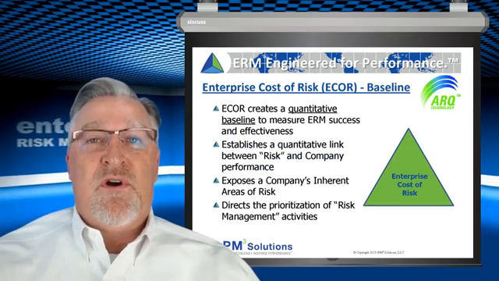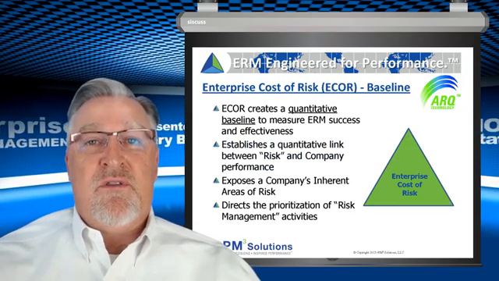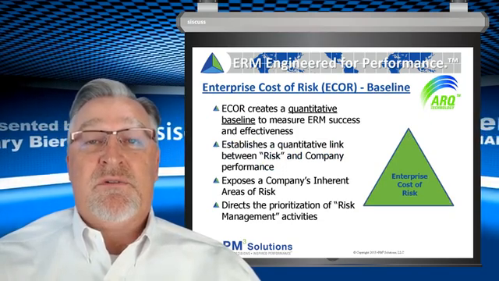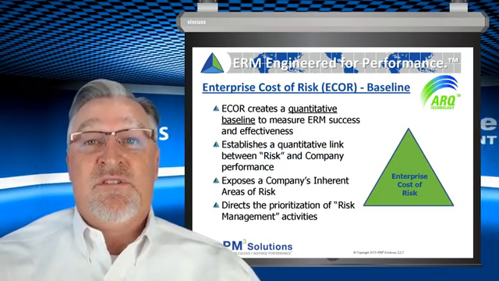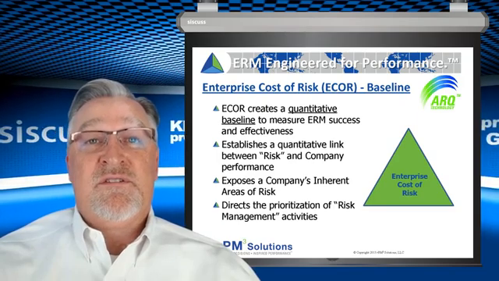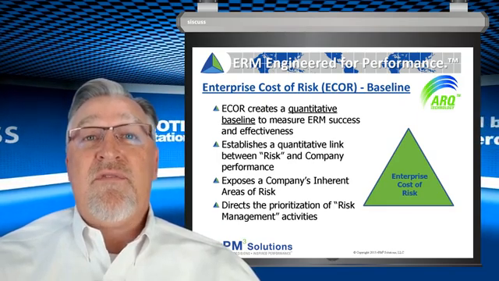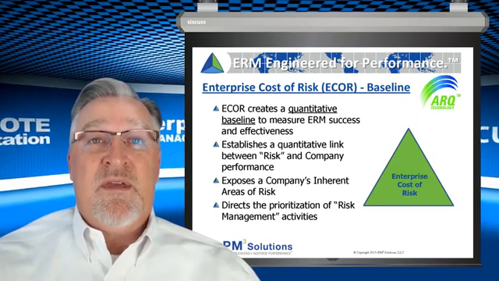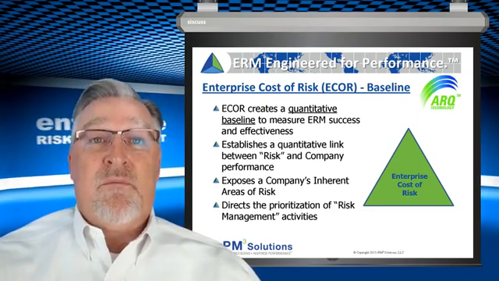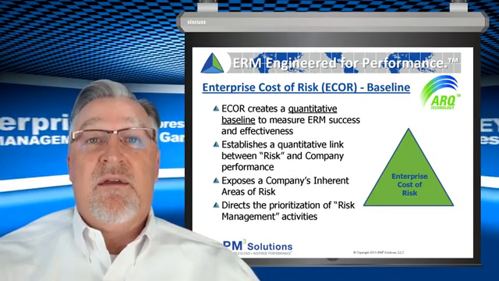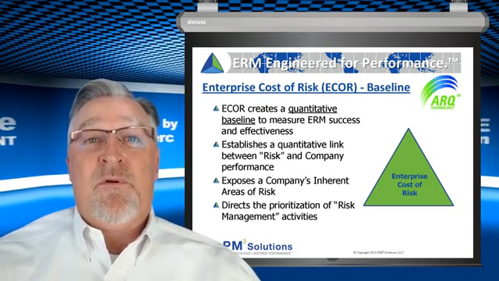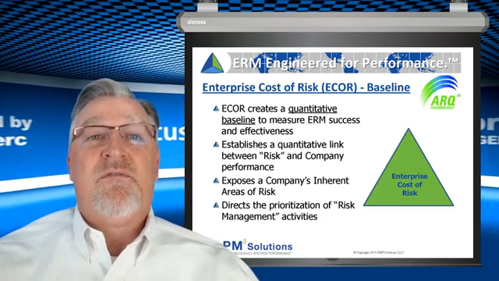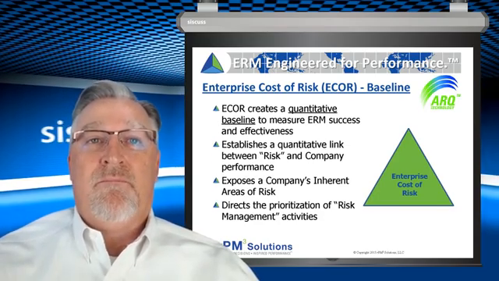First of all, as we talked about, the cost of risk is all the costs incurred, both direct and consequential, that exist as a result of the existence of risk. When we have that information, we can create a baseline before we even begin to develop our ERM programs. We can establish a quantitative link between risk and our company performance because we're going to be able to align cost with the risk in the business itself, even before we begin an ERM program.